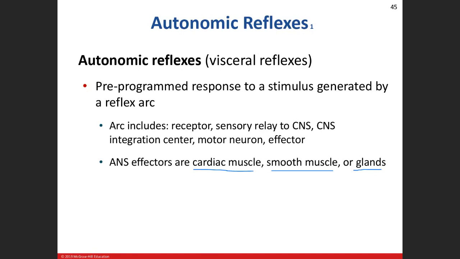All right, we're missing an effector here. What effector are we missing? No, skeletal muscle. But guess what? Skeletal muscle is not part of the autonomic reflexes. Remember, because that's part of the somatic nervous system. So skeletal muscle won't be found here. These are autonomic reflexes.